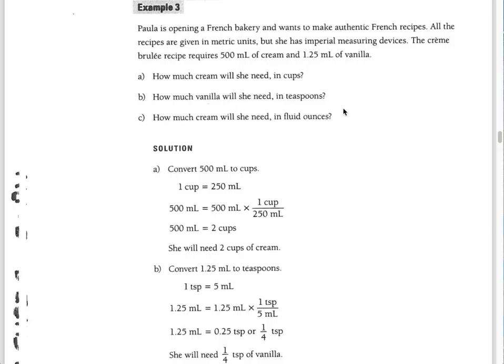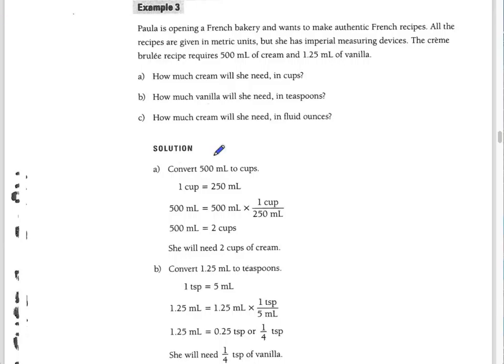Three questions are asked. How much cream will she need in cups? How much vanilla will she need in teaspoons? How much cream would she need in fluid ounces? We can use either the conversion factors they give us in the question or look up our data pages. First of all, we're going to find out how much cream she needs in cups. She has 500 ml of cream.